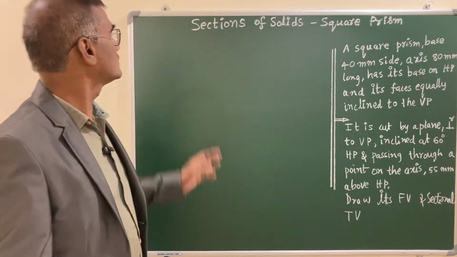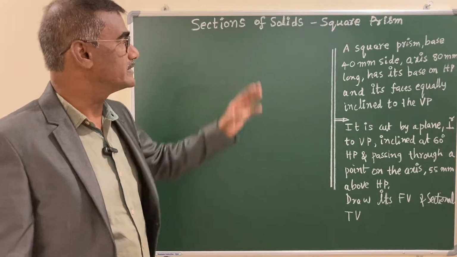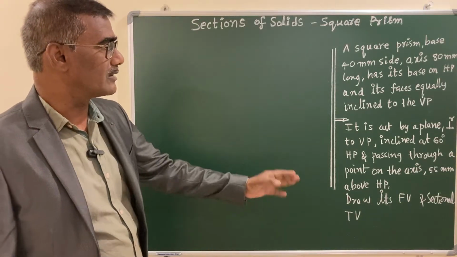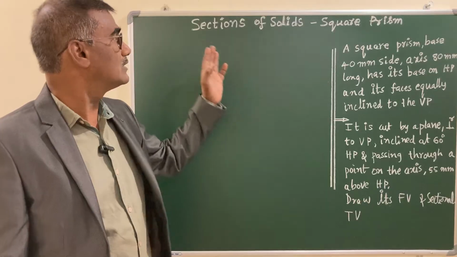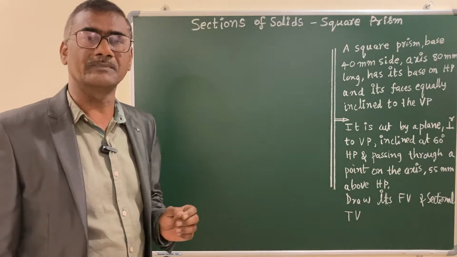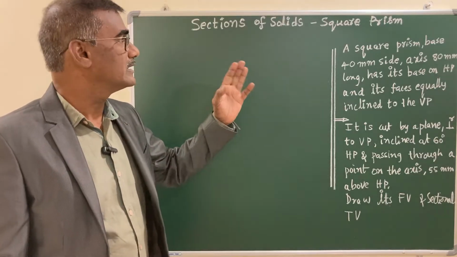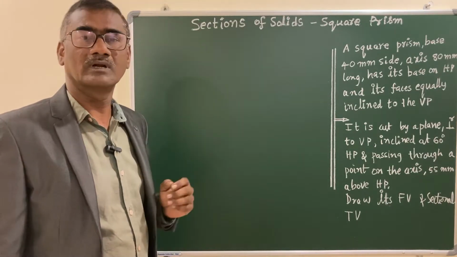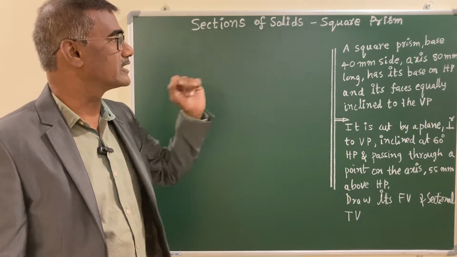In today's class, you will be learning how to draw the sections of solids by means of a square prism. Here, I have given the problem. So this procedure you can adapt to draw the sections of solids of any prism. It may be a pentagonal prism or it may be a hexagonal prism. The procedure remains same. Only thing is you have four edges, four sides for the top and bottom and face.